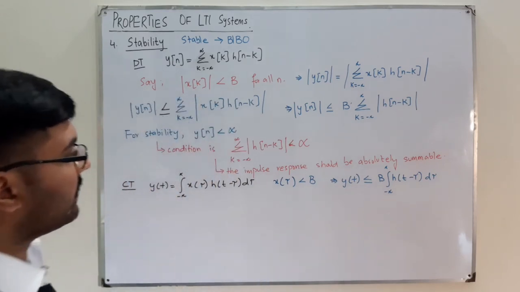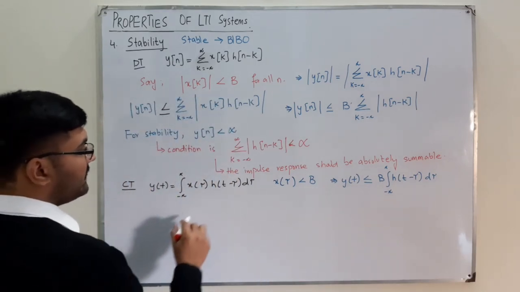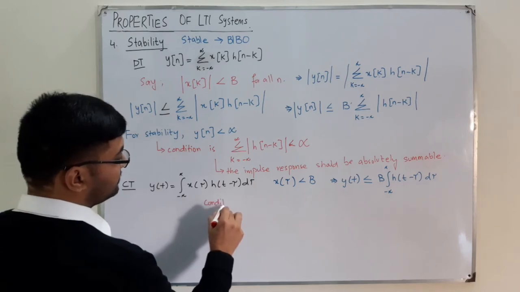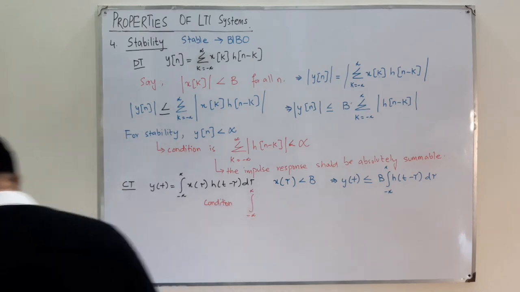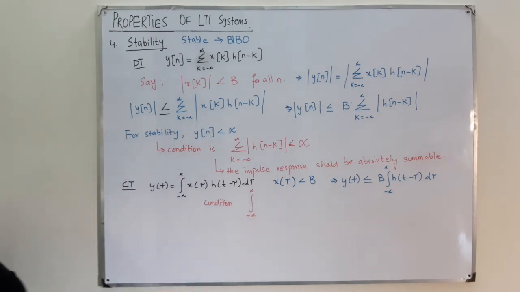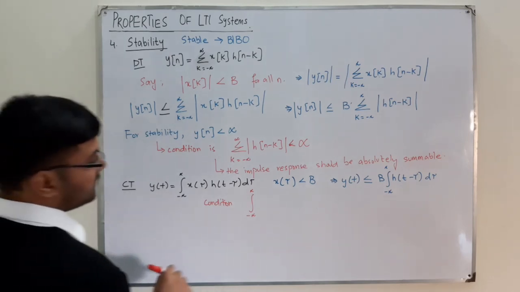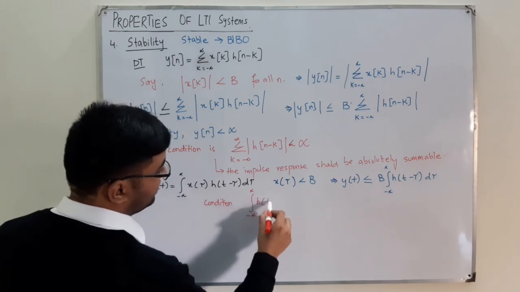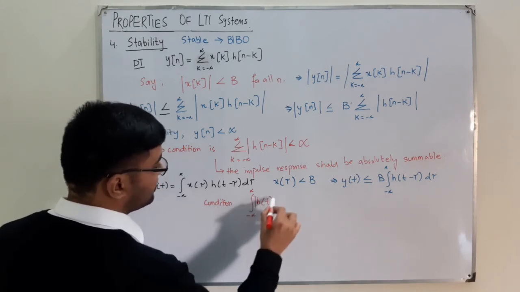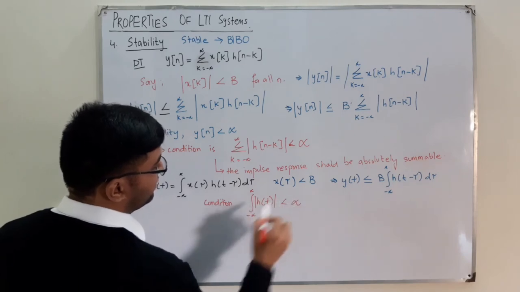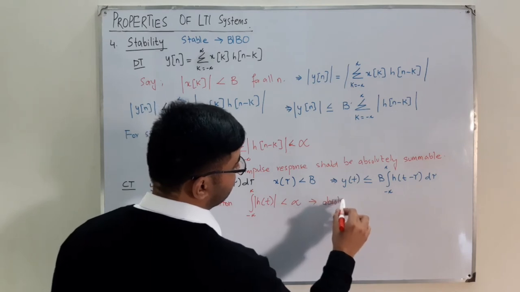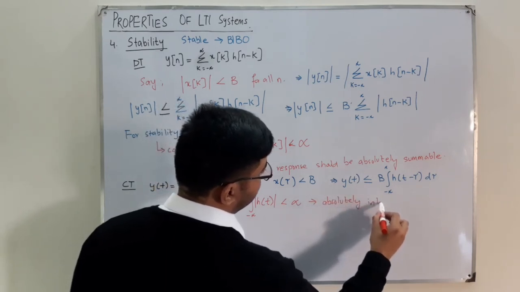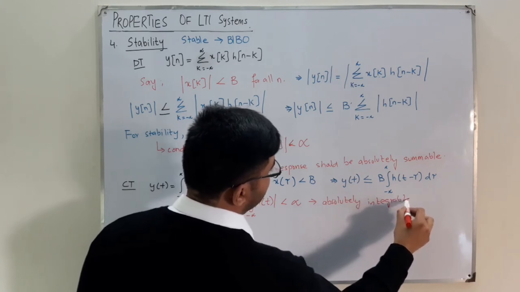So again, what would be the condition? The condition is that the integral from negative infinity to positive infinity of the absolute value of h of t should be less than infinity. Which means again that the impulse response should be absolutely integrable. So this is the condition.